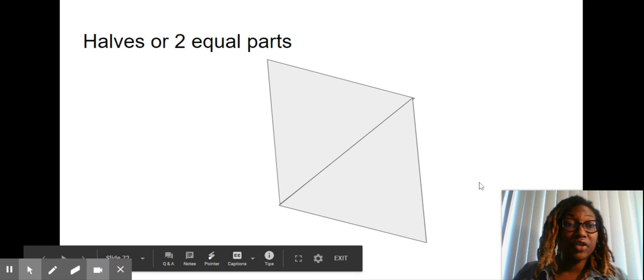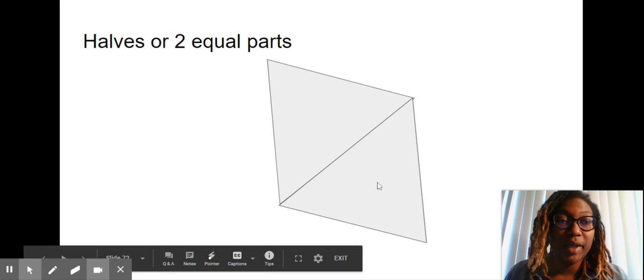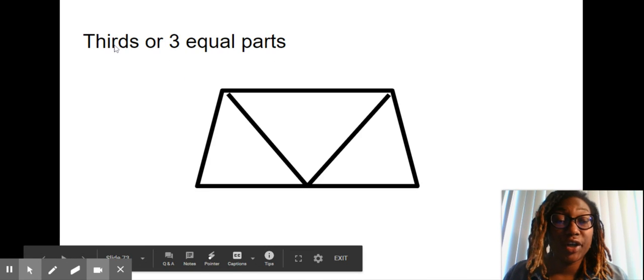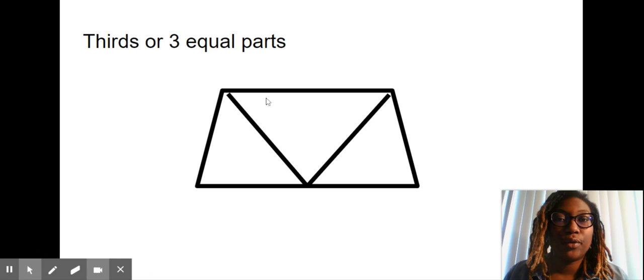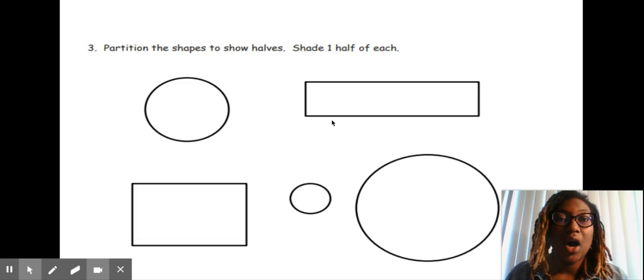Okay, so now moving into our lesson. As a review, we're thinking about equal shares or parts. So if I split a shape in half, that means it would have 2 equal parts. Thirds means it would have 3 equal parts or shares. Fourths is 4 equal parts or shares. Okay, so we are really zooming in and focusing on halves and 2 equal shares.